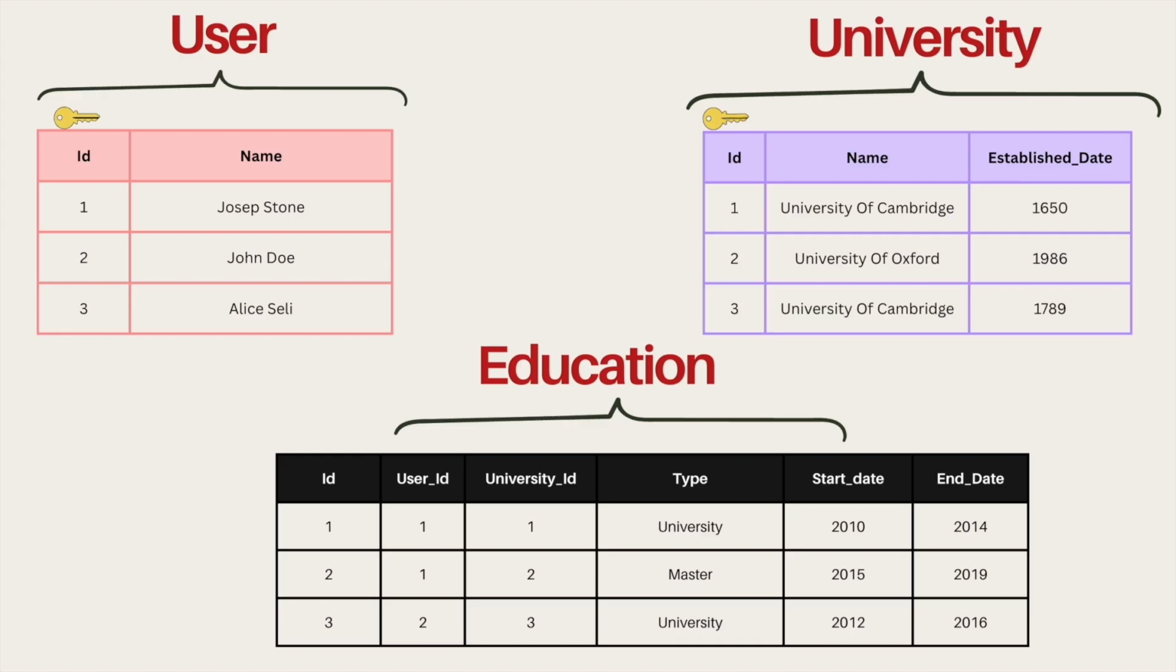That is just the starting point with relationships. In the next video, we will go deeper into relationship types: one-to-one, one-to-many, many-to-many, and how to implement them in Entity Framework Core.